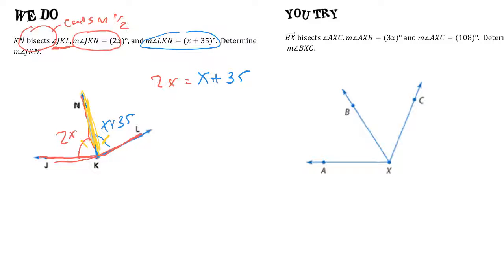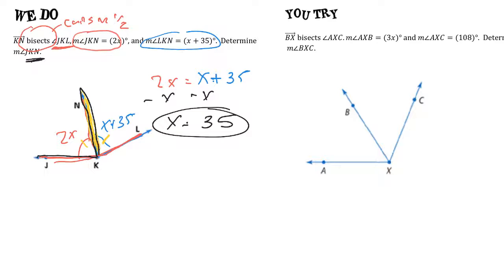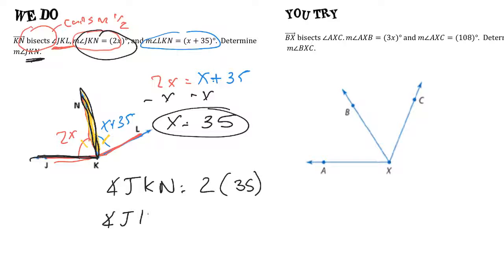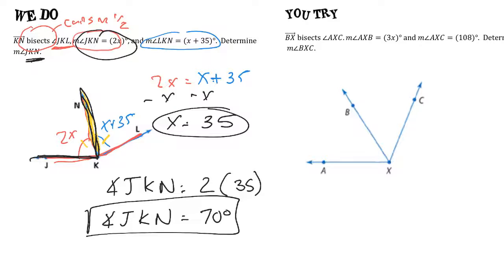Now I just got to solve for x. So I'm going to subtract x from both sides. So x equals 35. But it says determine angle JKN. JKN is just this angle here, that's 2x. So angle JKN equals 2 times x, which is 35. So angle JKN equals 70 degrees. Answered the question.